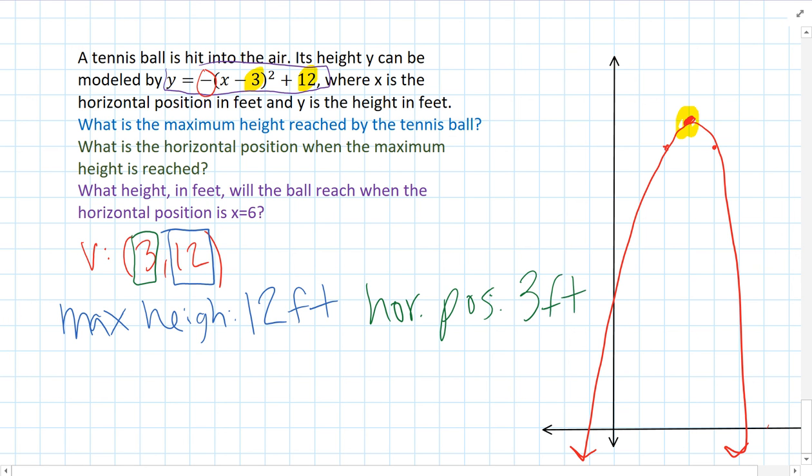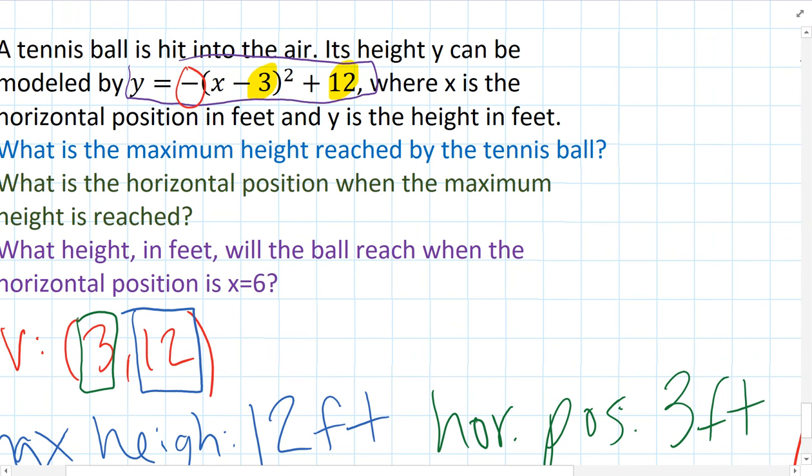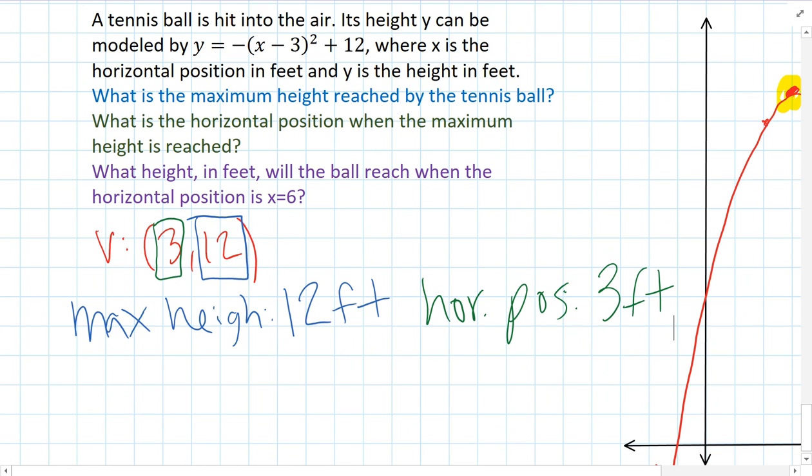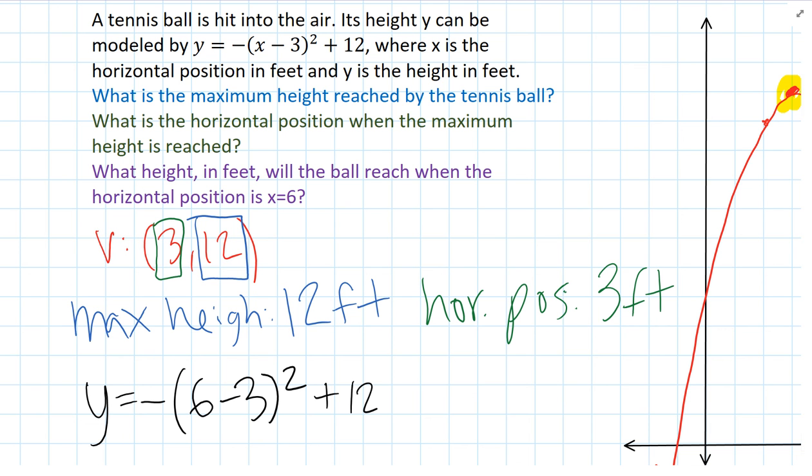And then last question, it says, what height in feet will the ball reach when the horizontal position is at x equals 6? Now I'm going to use substitution, and I'm going to go into my equation and replace x with 6. Sorry, I just wanted to erase some of that junk on there. So I'm going to go into my equation, and I'm going to say y equals -(6 minus 3) squared plus 12, where I just took this x and replaced it with my 6.